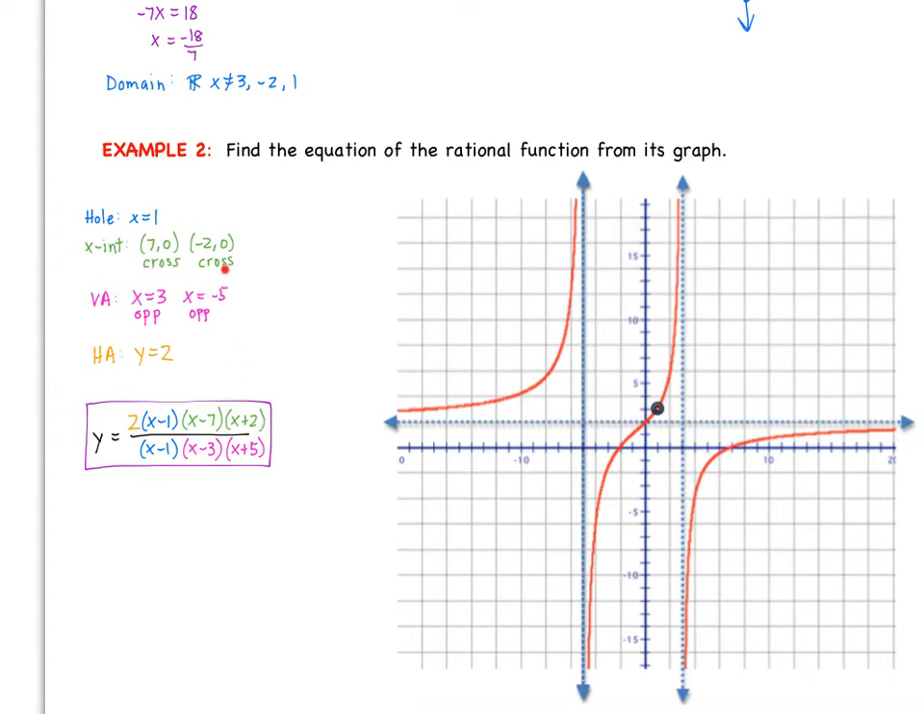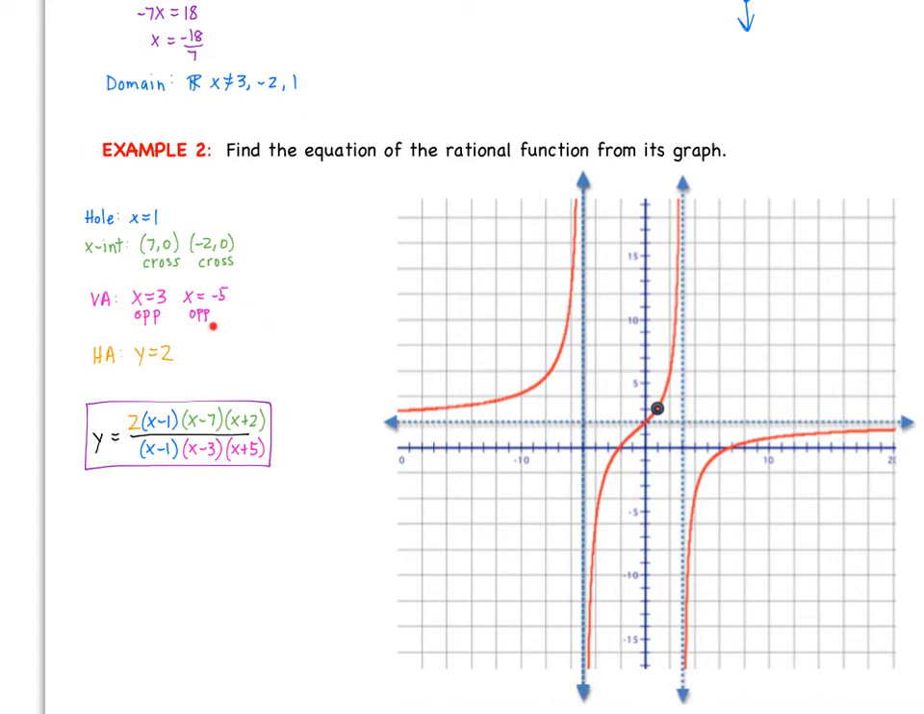Since they cross at both of those, I know my degree for each of those has to be odd, so I just kept it as 1. We have a vertical asymptote at x equals 3 and x equals negative 5, and the branches are both in opposite directions. Well, where do we get our vertical asymptotes from? Our denominators. So if x equals 3 is the vertical asymptote, what factor did we get that from? X minus 3. And if x equals negative 5 is the vertical asymptote, what factor did we get that from? X plus 5.